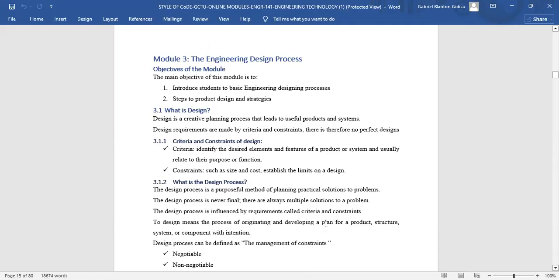Model 3. Engineering design process. So what we go through in designing, the process of designing. This is peculiar to those who want to go into manufacturing. Design is a creative planning process that leads to useful products and systems.